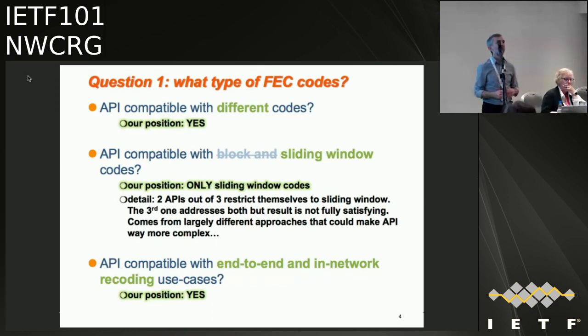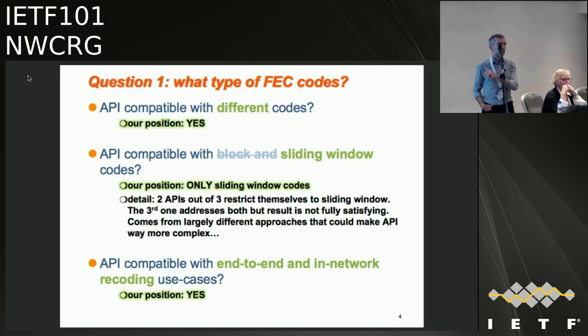So, of course, we need to have something which is as generic as possible. That's the title, that's the goal. But we need to take an important decision. Should we consider both block codes and sliding window codes or not? We discussed that together.